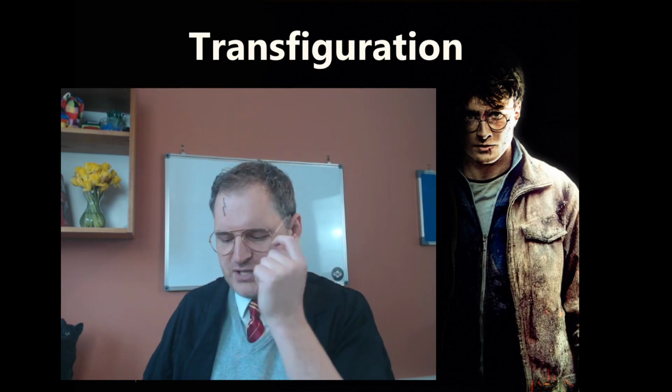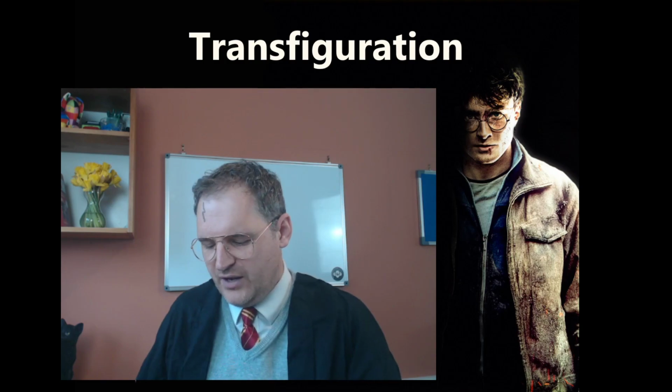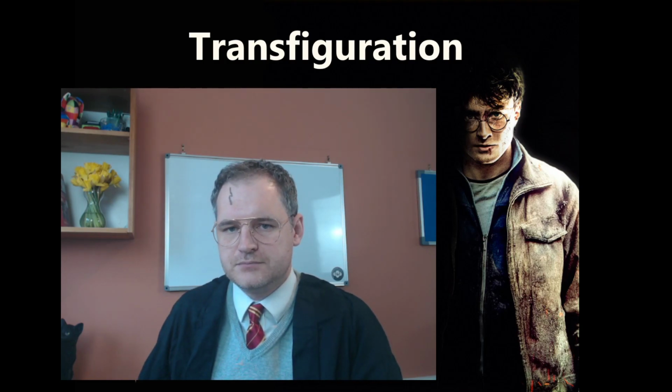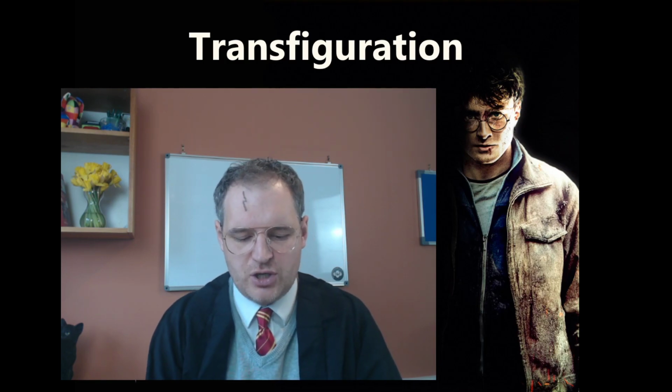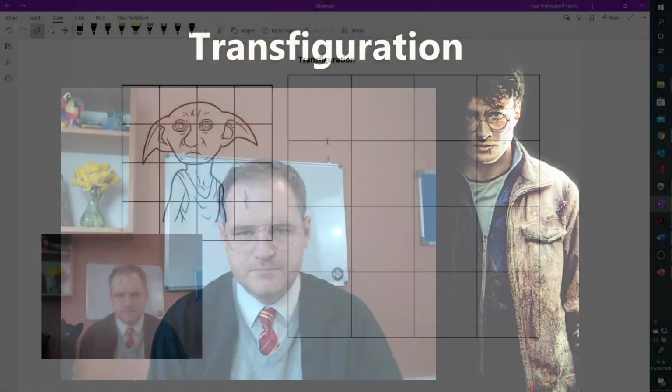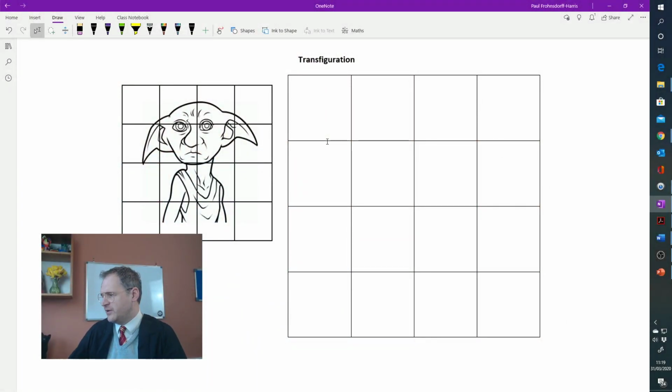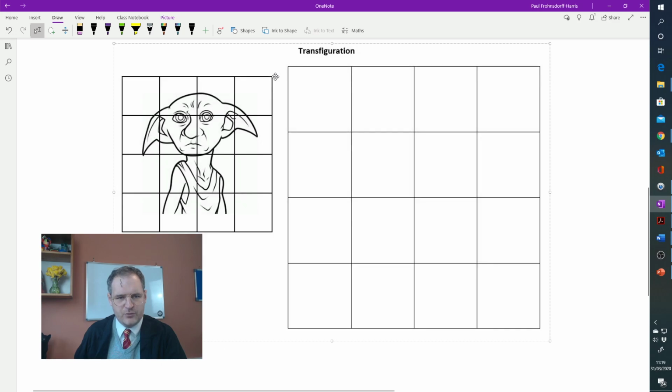And the way I'm going to try and teach you transfiguration is as follows. I have prepared a picture of Dobby. Hopefully you can all see the picture of Dobby on there. Now, when you're going to do the transfiguration, we're using the small grid to help us make Dobby bigger. Let me just do that to make sure that Dobby is fully visible.